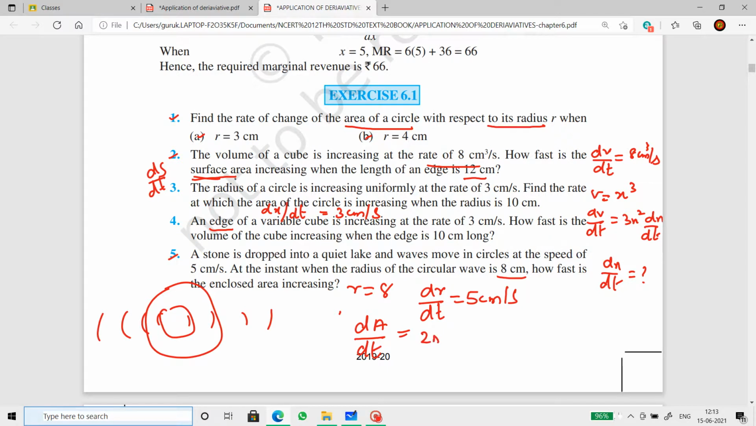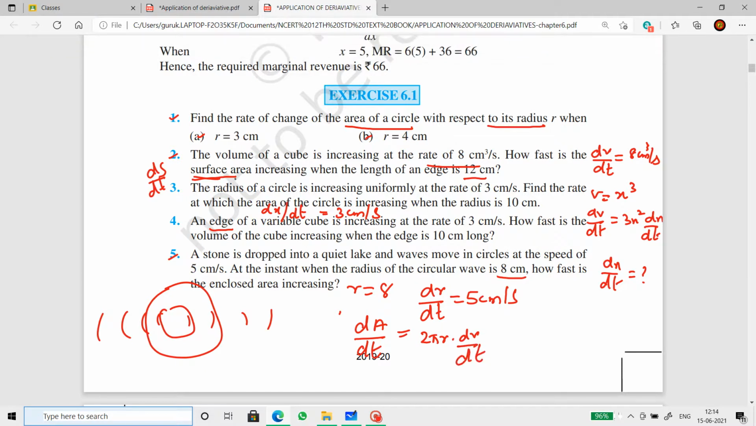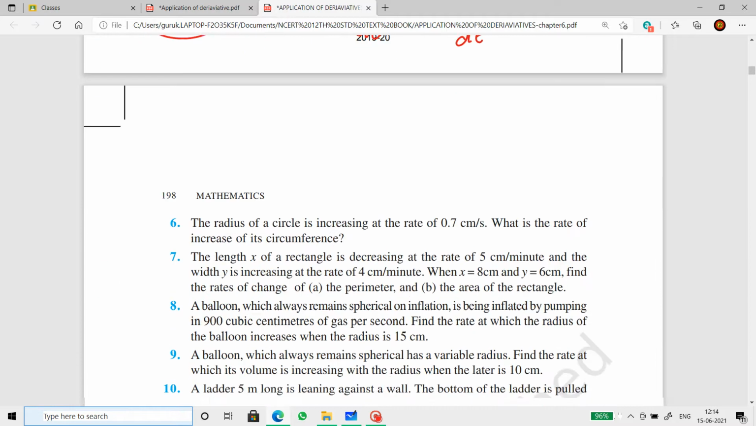So what do we get? 2 pi r into dr by dt. Isn't it? Pi r square differentiation is 2 pi r, and r differentiation is dr by dt. Substitute r as 8, dr by dt as 5. You will get the rate of change of area with respect to time. Right? Alright. So let's move on.